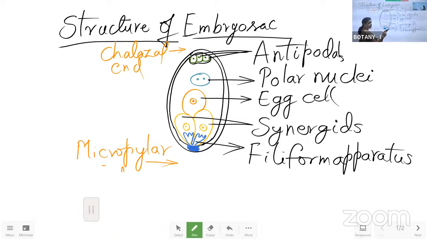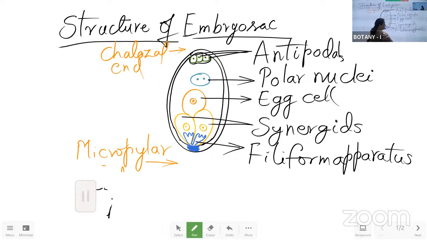Not into the synergids again. Because at that time, one of the synergids has to disintegrate during the fertilization process. So it cannot enter into the synergid directly. It enters into the embryo sac and releases the male gametes. So the words should be very clear and the sentence should be very clear over here. The filiform apparatus makes the free entry of the pollen tube into the embryo sac for the fertilization process. These are the functions of the synergids and the filiform apparatus together.